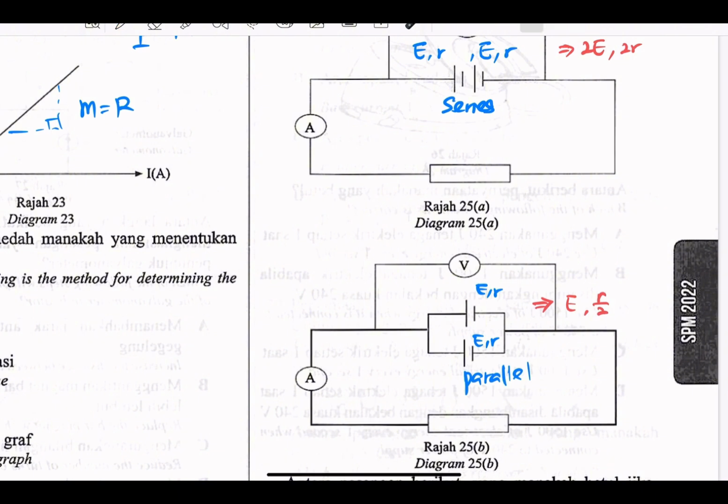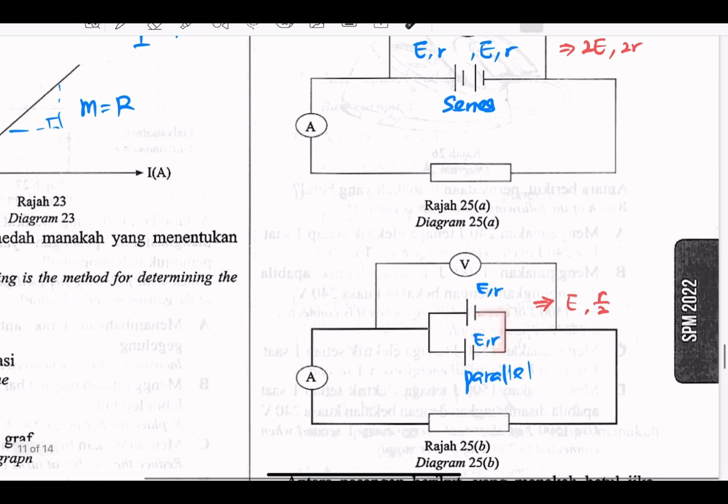Okay, why does the electromotive force remain unchanged? There are two same points in parallel. So the potential difference across the two points remains unchanged. But the resistances are connected in parallel. So we can calculate: 1 over R effective equals 1 over R plus 1 over R, so 2 over R. Effective resistance is R over 2.